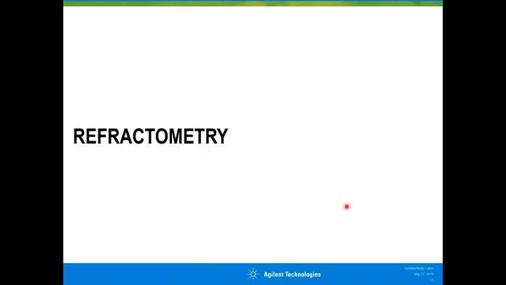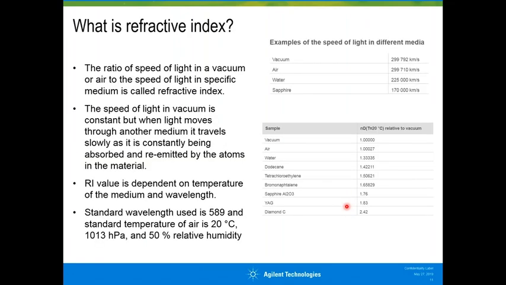Let's talk about the next topic, which is refractometry. Before talking about what refractometry is, we should know what a refractive index is. Basically, the ratio of the speed of light in a vacuum or air to the speed of light in a specific medium is called a refractive index.